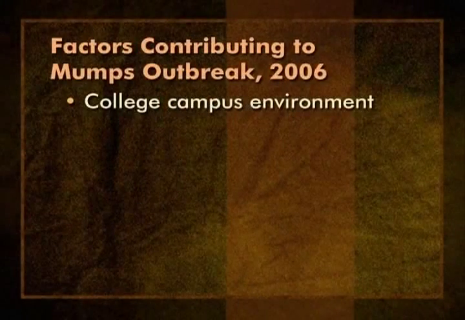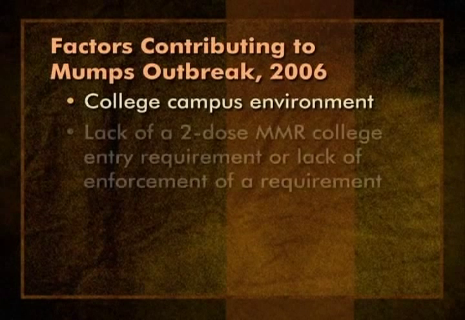Among approximately 1,800 persons with completed follow-up reports in Iowa, about half had received 2 or more doses of MMR, and 14% had received 1 dose. Multiple factors might have contributed to the spread of mumps in this outbreak. First, crowding and close contact in the college campus environment facilitates transmission of mumps and other illnesses that are spread through respiratory and oral secretions.